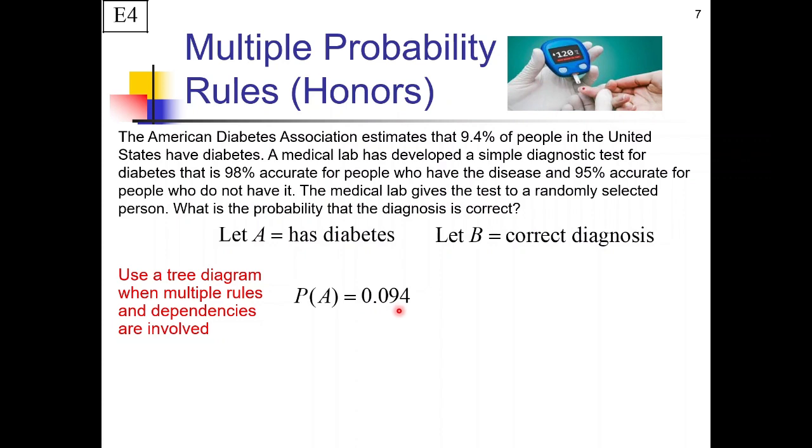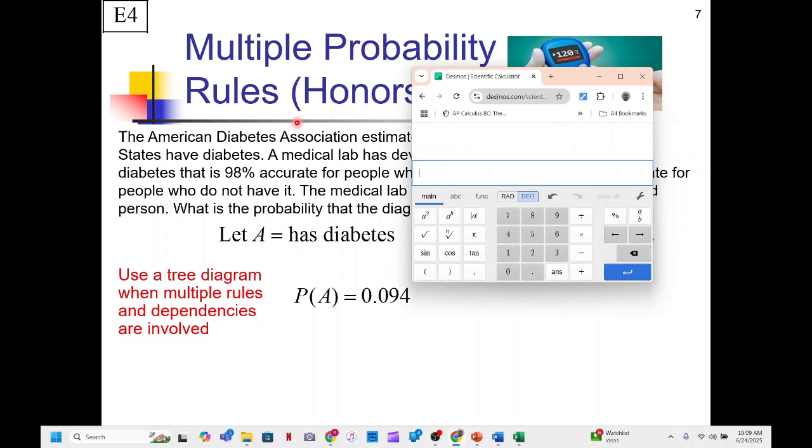And now let's also talk about not having diabetes. That's the complement of A. It's just going to be 1 minus the percent chance that you had diabetes. So 1 minus 0.094. Well, let's get out the calculator just to be on the safe side. So we've got 1 minus 0.094. That's going to be 0.906.